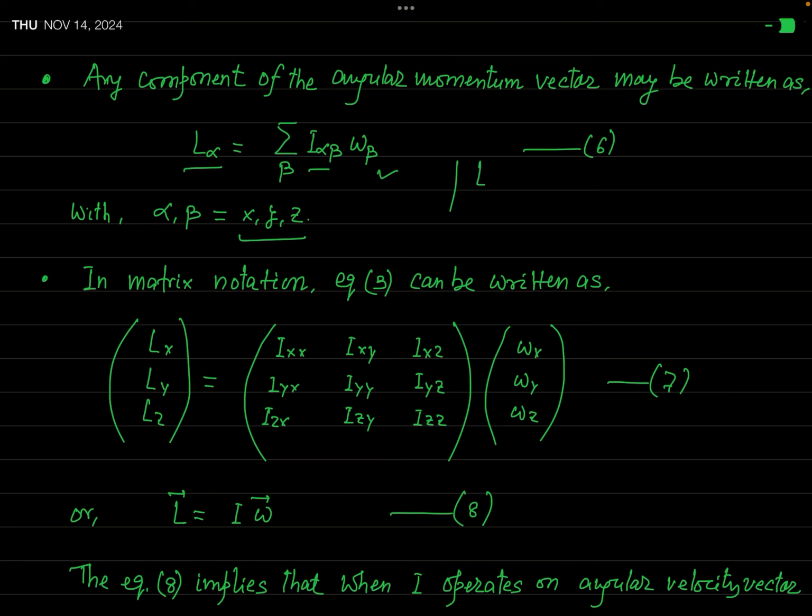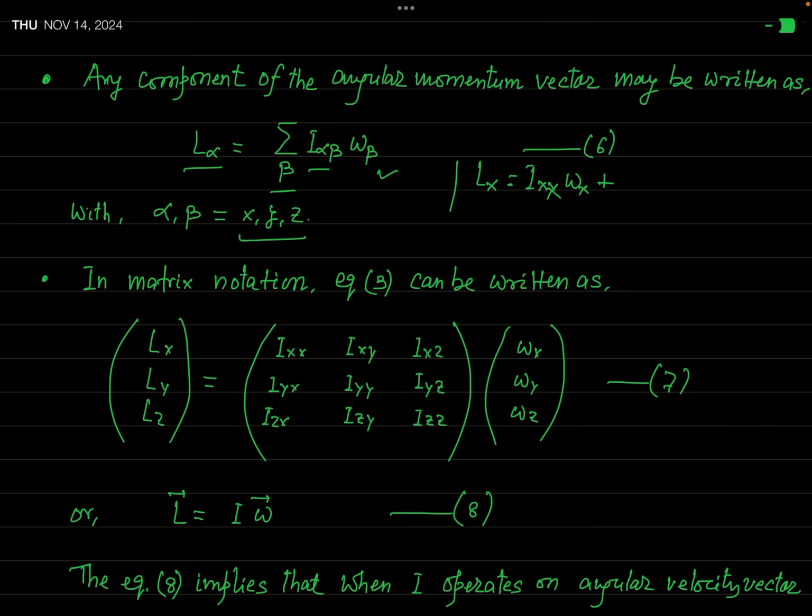So what will this equation be? This will be Lx equal to, and summation is implied for beta. Mark it. When you take alpha as x, then you have to take beta as x, y and z, all three. So the first term is I x x, and beta has also been taken as x, so this is I x x omega x.